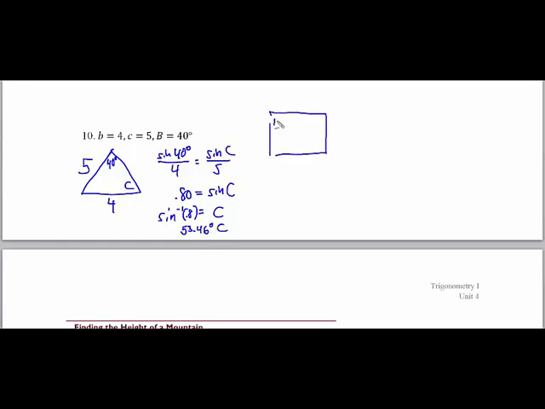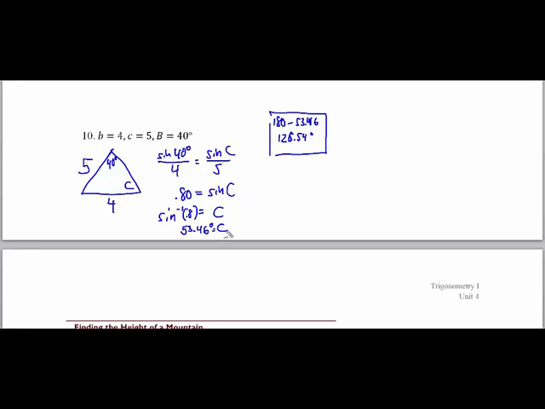Now I'm going to make a box here for my test. So I go 180 minus 53.46, and what I get there is 126.54 degrees. You can see that if I take that 126.54 and look inside my original shape, which has 40, I still have room for an angle in there. So this is going to be a 2-solution problem.